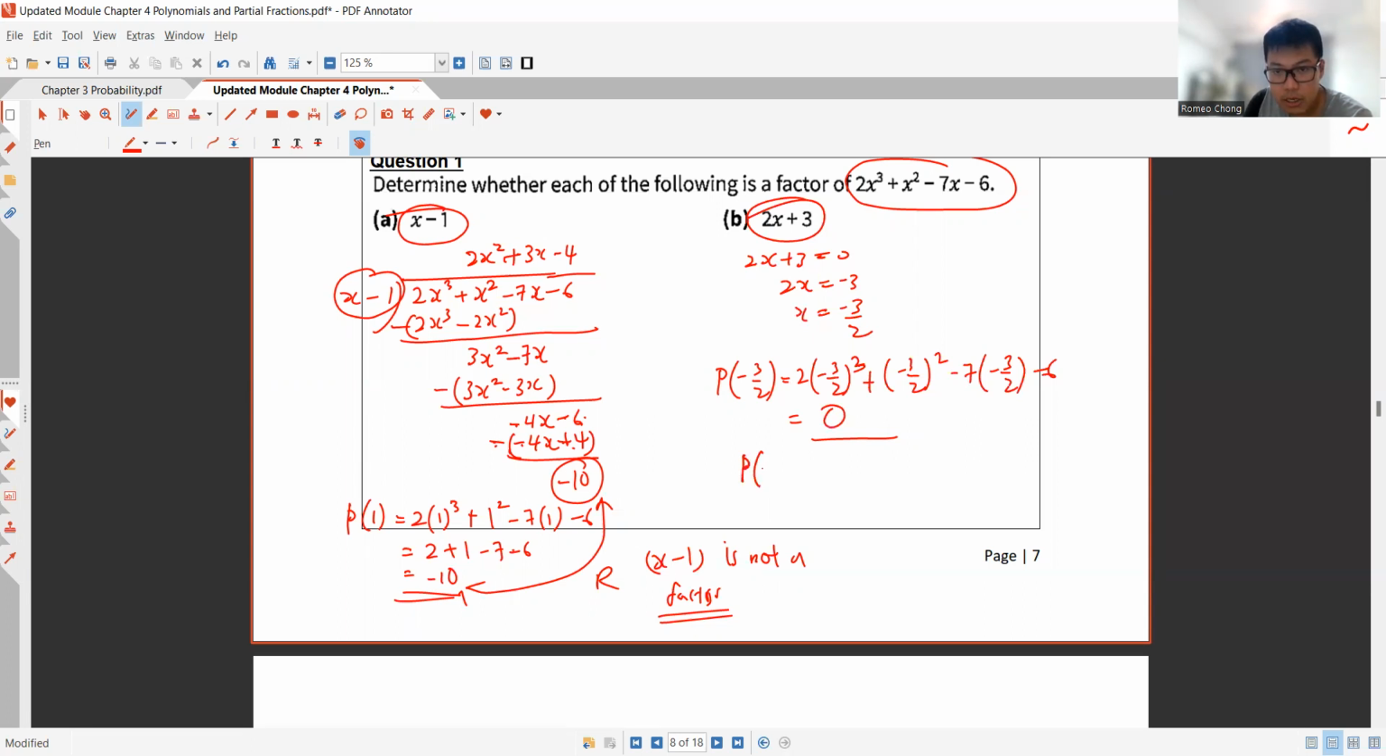So since p of negative 3 over 2 equal to 0, so 2x plus 3 is a factor. Okay, it's a factor, based on the factor theorem. This is what we call the factor theorem. So we already see two theorems, the remainder theorem and the factor theorem. Make sure you understand these two theorems before you proceed to do your exercise later.